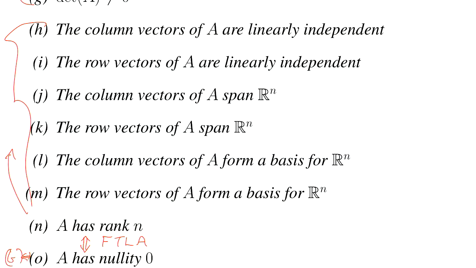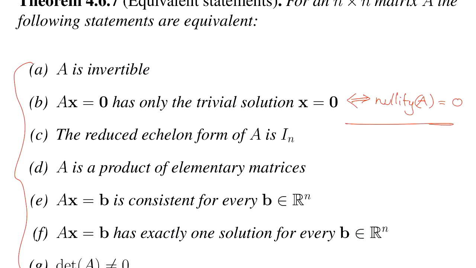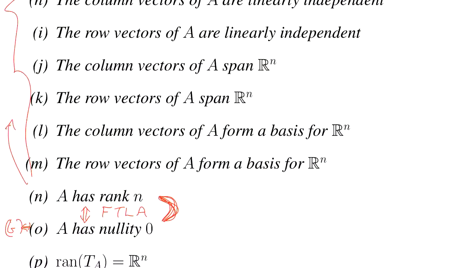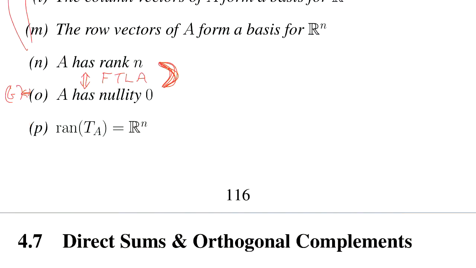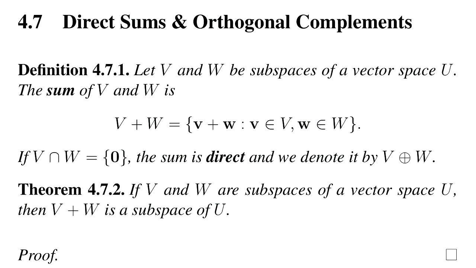So as soon as you know that all of your columns have pivots, the columns are a basis for Rn. As soon as you know all of the rows have pivots, the rows form a basis for Rn. Okay? So all of these basically follow from the fundamental theorem and just this definition of nullity. So we know lots of characterizations of invertibility now. Okay.